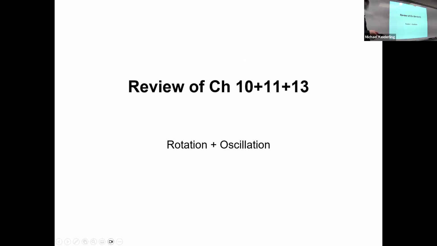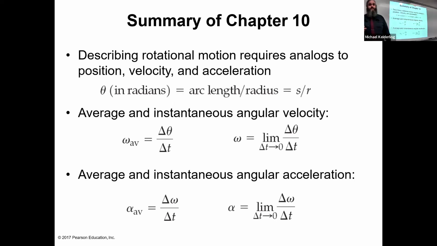So going over chapters 10, 11, and 13 on rotation and oscillation. We start with chapter 10. So when we describe rotational motion, we have analogs to position, velocity, and acceleration. The analog to position is the angle, theta, in radians, which is arc length divided by radius.